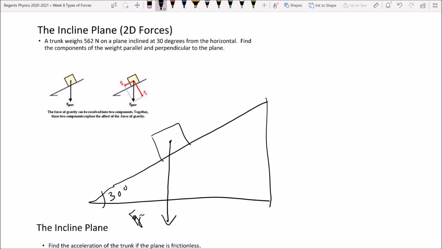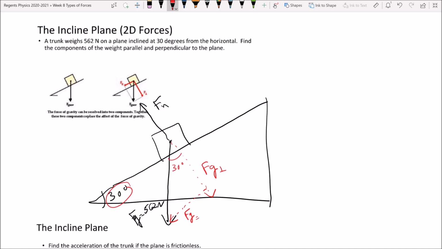So the force of gravity we have is 562 newtons. I also know there's a normal force, Fn, which points perpendicular to my surface. We want to find the component of the weight parallel and perpendicular to the plane. So I can think of this force of gravity as having a perpendicular component that points perpendicular to the plane, and a parallel component which points parallel to the plane, Fg parallel. And if this angle is 30 degrees, then this angle is 30 degrees as well.